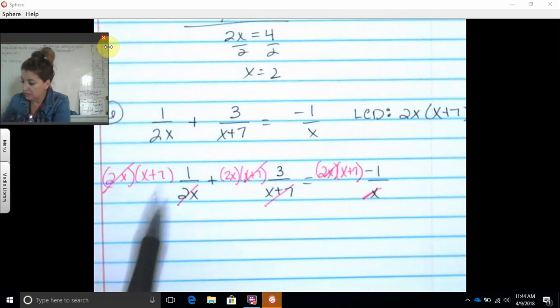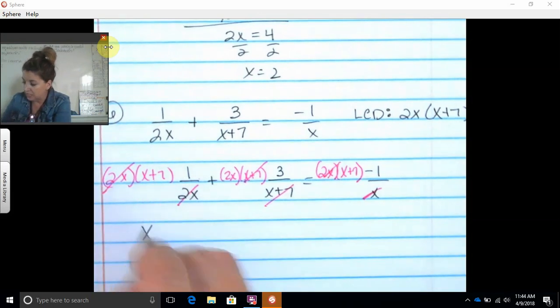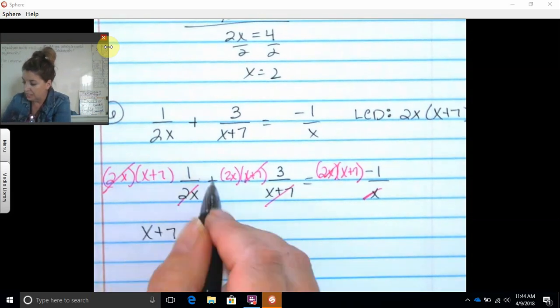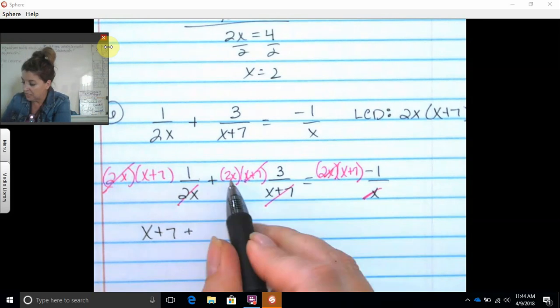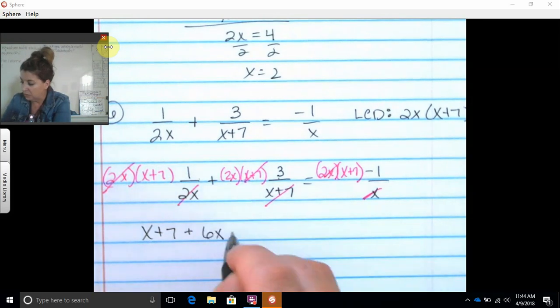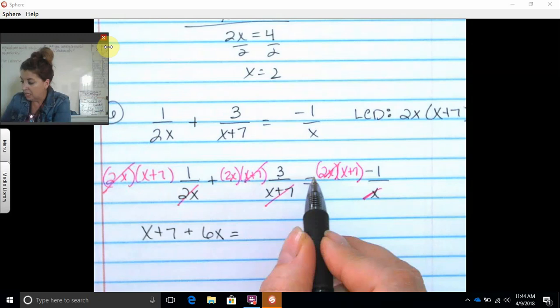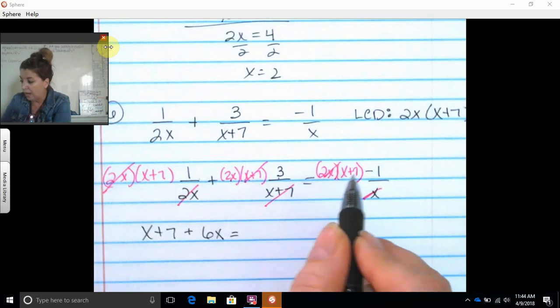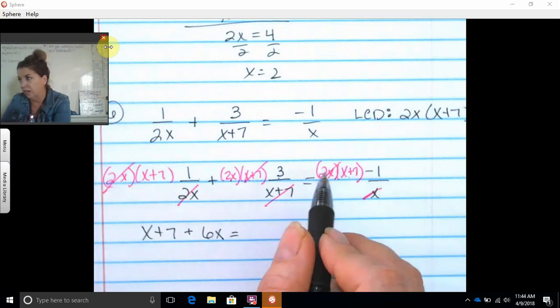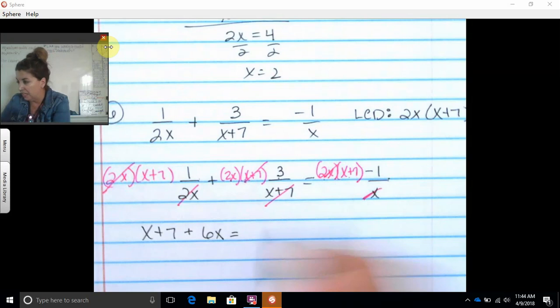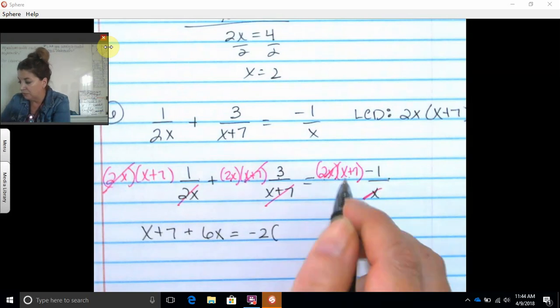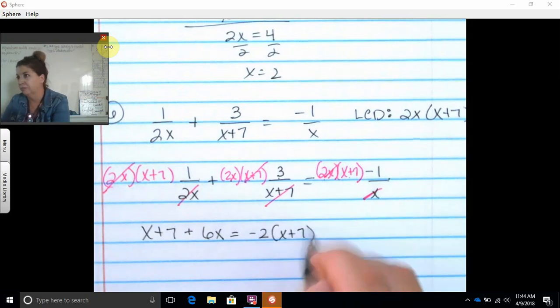So what am I left with? X plus 7 times 1, which we know is just x plus 7. And then I have plus 2x times 3 is 6x. Equals, I have 2 times (x plus 7) times negative 1. Well, I can go ahead and multiply 2 and the negative 1 together, right? They're monomials, so that gives me negative 2. And then I'll come back and distribute it to x plus 7. Cool beans?